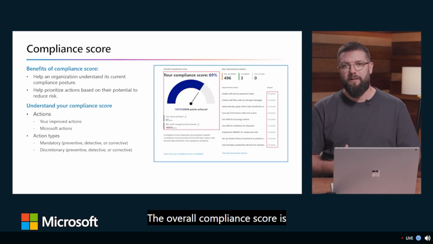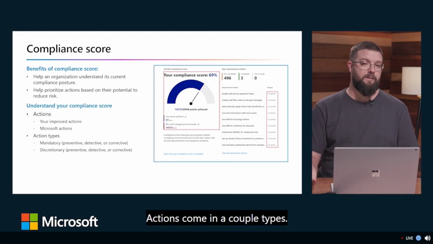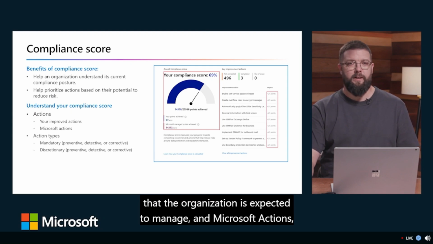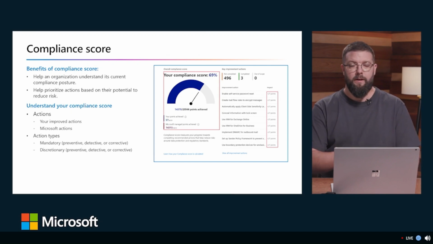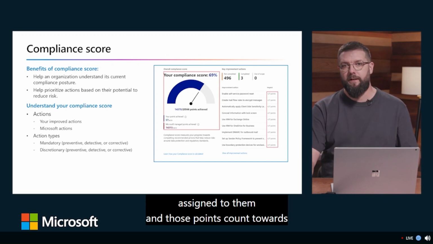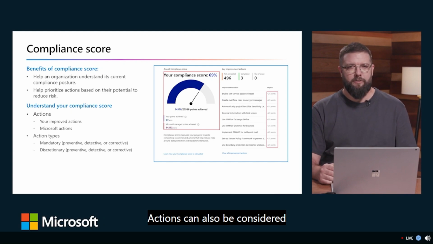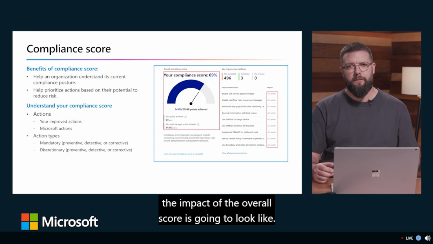So the overall compliance score is also calculated using scores that are assigned to actions, and actions come in a couple types. You've got your improvement actions, which are actions that the organization is expected to manage, and Microsoft actions, which are Microsoft managed actions for the organization. So the action types have points assigned to them, and those points count towards the total of the compliance score. So actions can also be considered technical or non-technical, and those also affect how the impact of the overall score is going to look like.